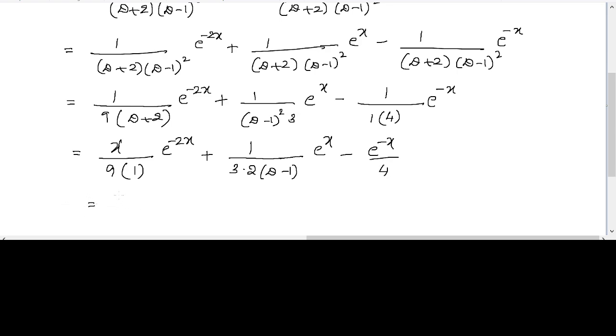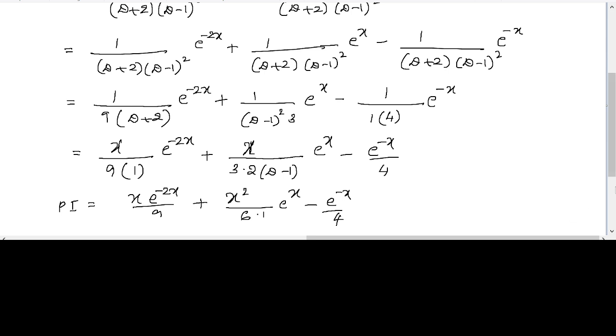In the last step we write x into e to the power of -2x upon 9 plus, now here if I replace D by 1, here also we are going to get 0. And here of course we need to multiply by x, it was missed. Now one more time we need to multiply by x. So that is x square divided by 3 into 2, 6. The derivative of this becomes 1, into e to the power of x as it is, minus e to the power of -x upon 4. This becomes the complete PI.